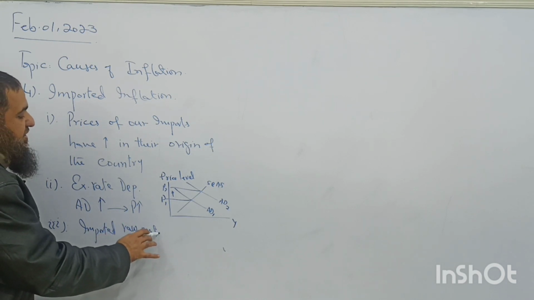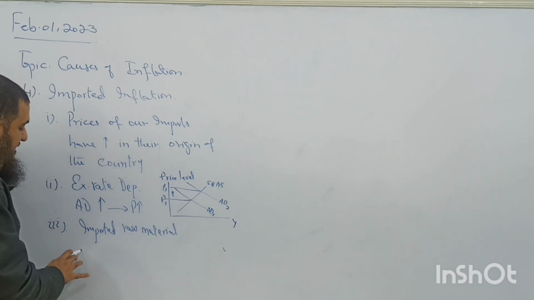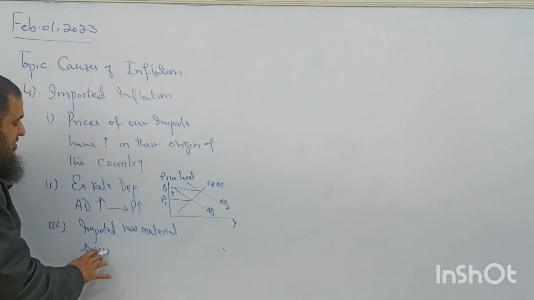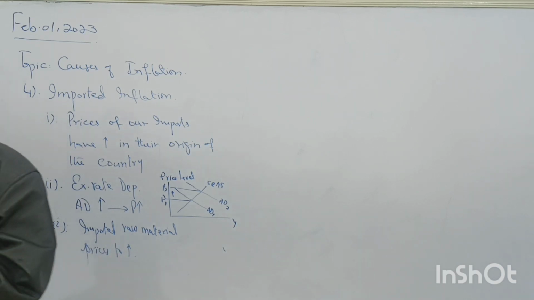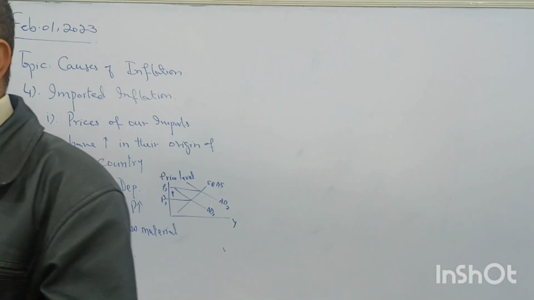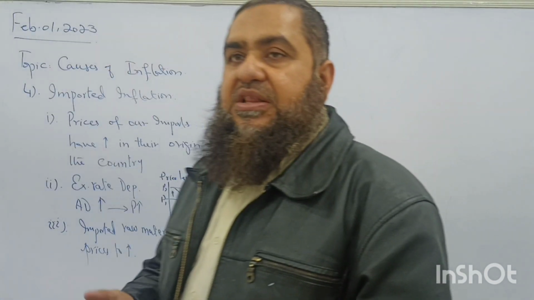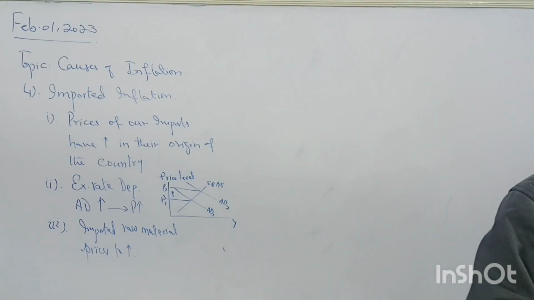The third reason of imported inflation is that depreciation of the exchange rate will make imported raw material prices increase. Now our exchange rate is depreciating, our currency is becoming weaker. Whatever oil we are importing, its price hasn't changed in their own country, but due to depreciation of our currency, our raw material cost and our transportation cost will increase, and the long run aggregate supply curve will shift leftward.